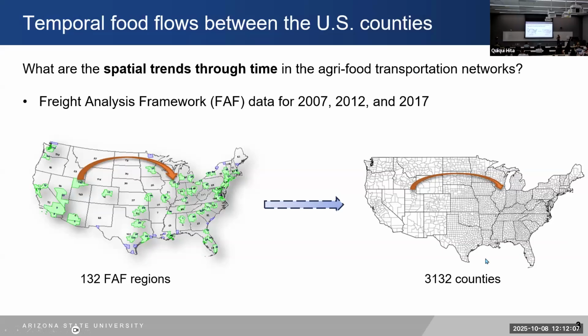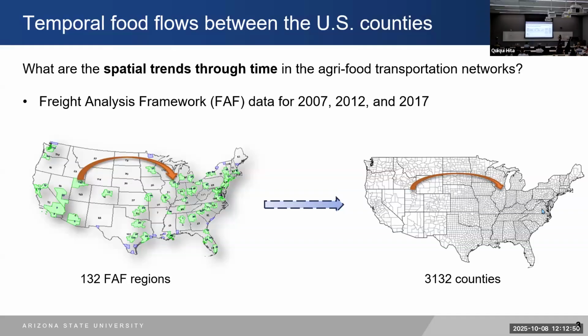But we were thinking, okay, this is great data, but it's not that detailed in spatial resolution, right? If I'm thinking about local level decision making for social and environmental well-being, food security, more resilient food systems, less food waste, I'm not going to be able to say, looking at the entire Arizona, that I can make really targeted policies regarding just Maricopa, right? So we were thinking we need more detailed information. How can we go from food movement between 132 FAF regions to between over 3,000 counties in the United States over time?